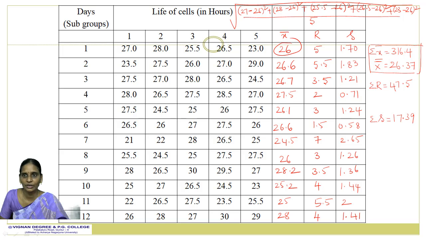Now we have to find out the R bar value. How do we get the R bar? Summation R divided by K. Here the number of samples is 12, so that is 47.5 divided by 12. We get the average of the range values, that is R bar, which is 3.9583.